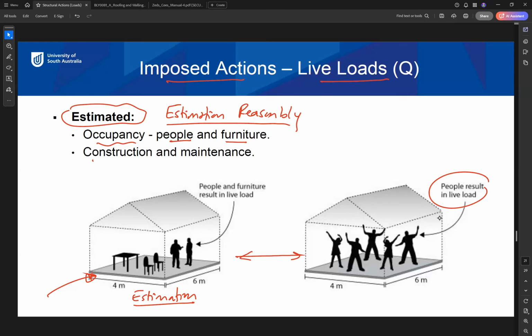Another thing is construction and maintenance load. During construction, like the formworks, for example, and the maintenance work, we can have some unexpected loads or live loads. So we need also to make a good assumption or good estimation of this load during the construction.